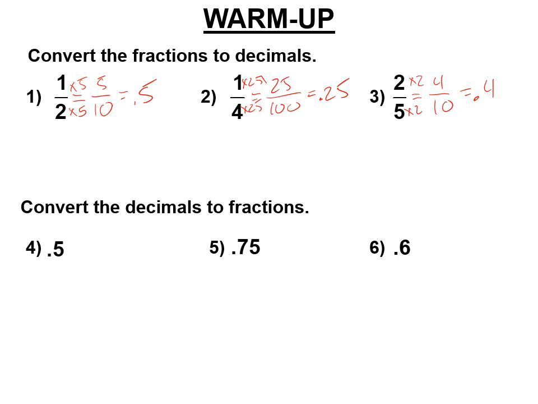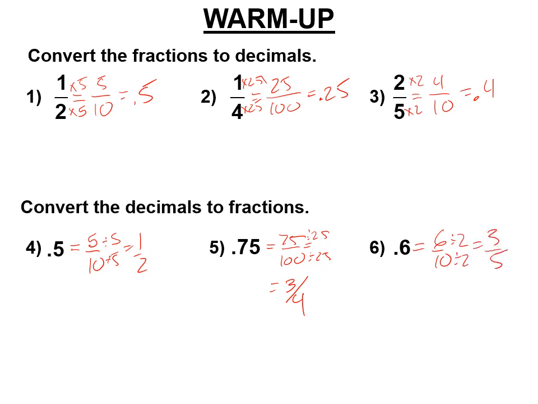Now we're going to go from decimal to fraction, right? 0.5 is 5/10. You simplify that, and it's 1/2. 0.75 is 75 hundredths, right? But we simplify that, divide top and bottom by 25, and it makes 3/4. And 0.6 is 6/10, which we simplify to 3/5. Okay.